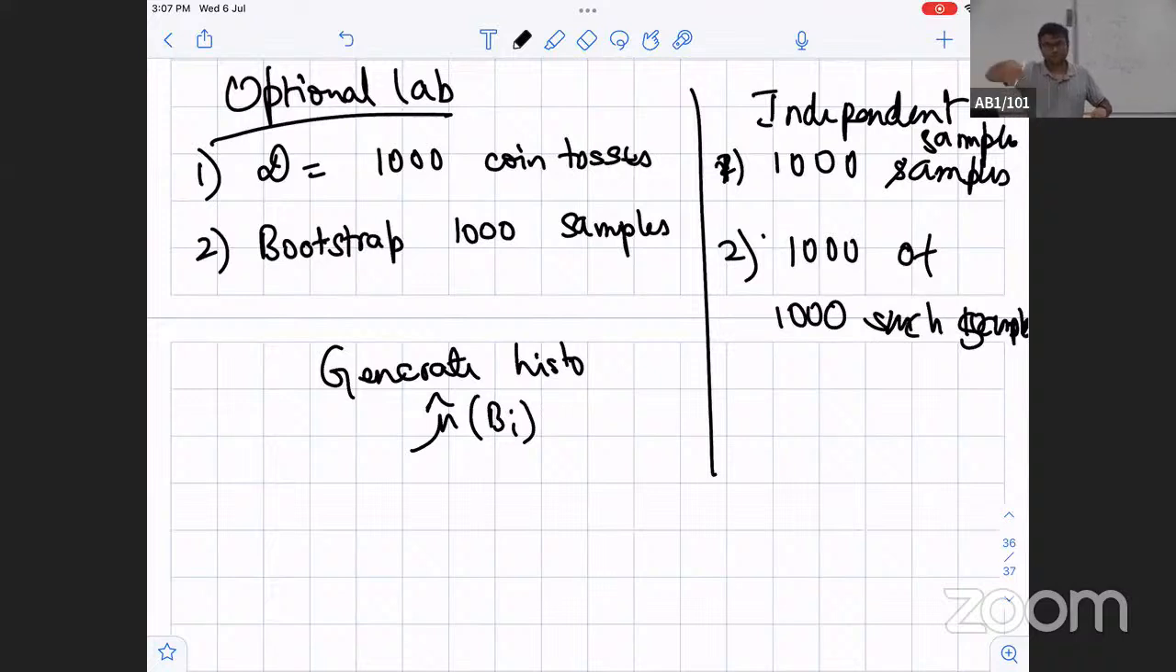At the end of this session, I'll be around. If you have any questions, we can just simulate and see on your PCs. All right, so this is the bootstrap.